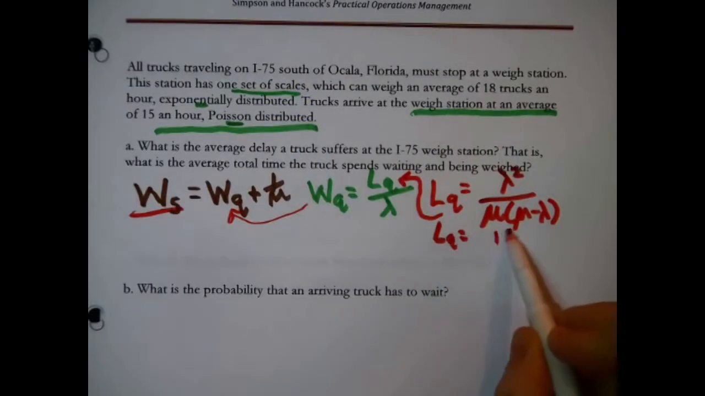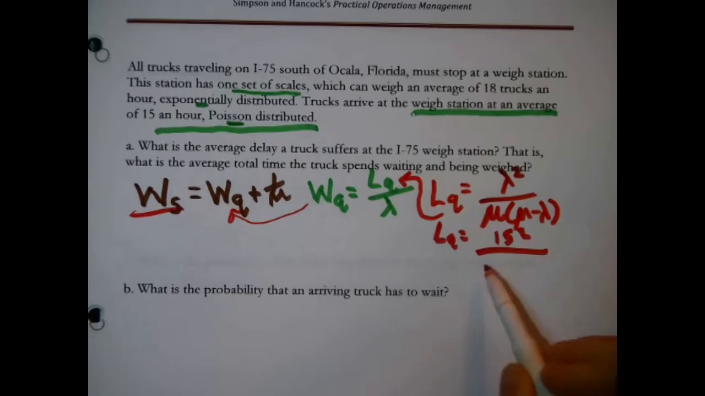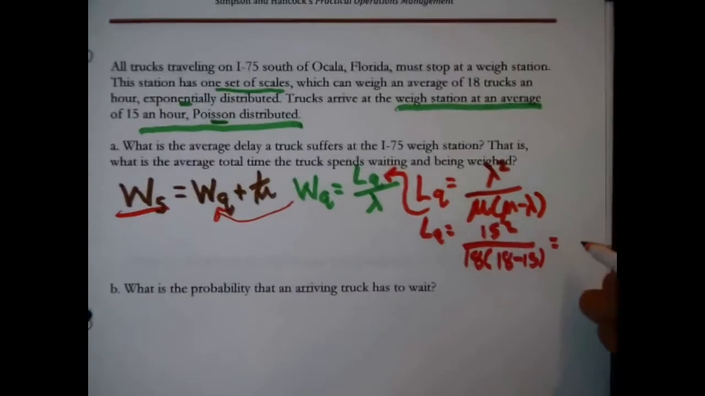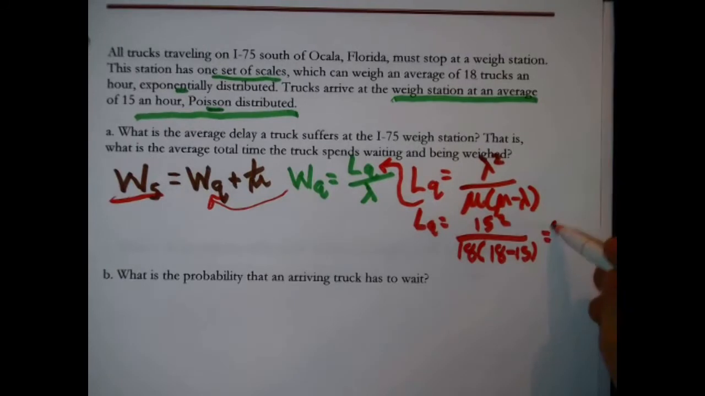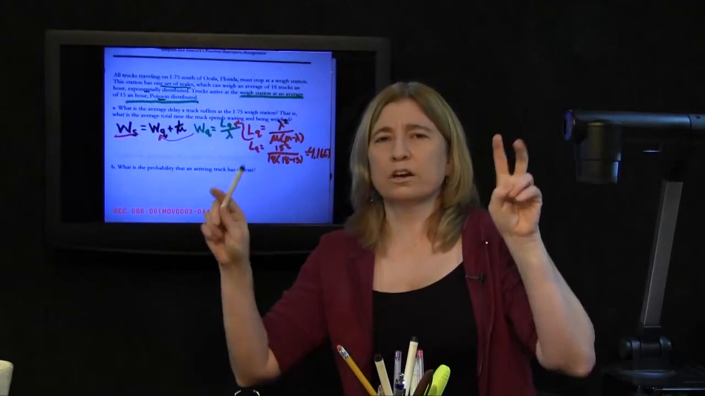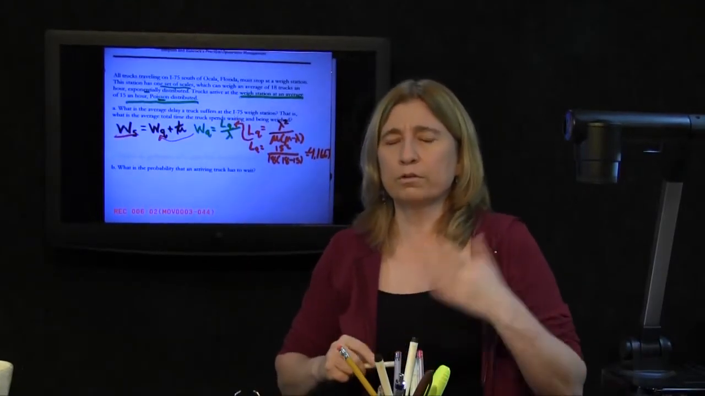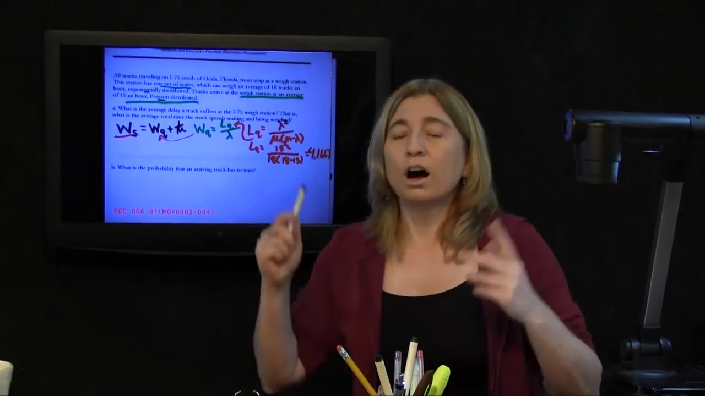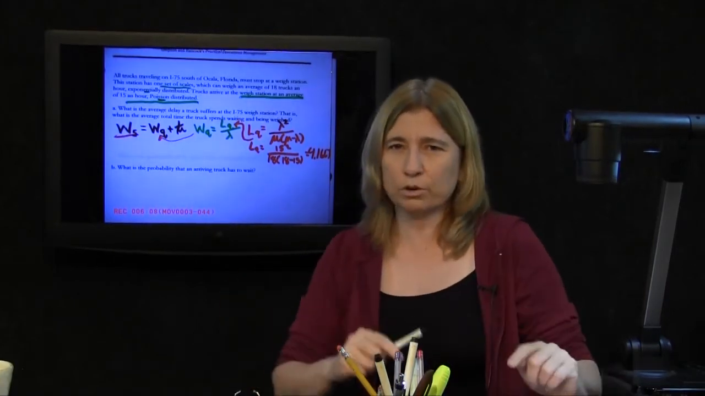LQ is 15 squared over 18 times 18 minus 15. I get, it comes out kind of messy, repeating numbers, but 4.1667 basically. Oh, all right, so what I just discovered here was that on average there's a little bit over 4 trucks in the line at this particular way station on I-75. All right, but that's not going to answer the question I'm working on.